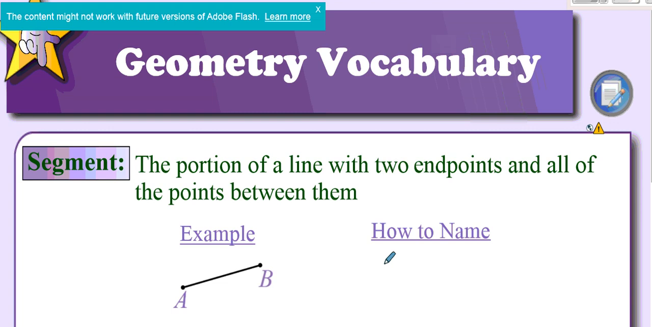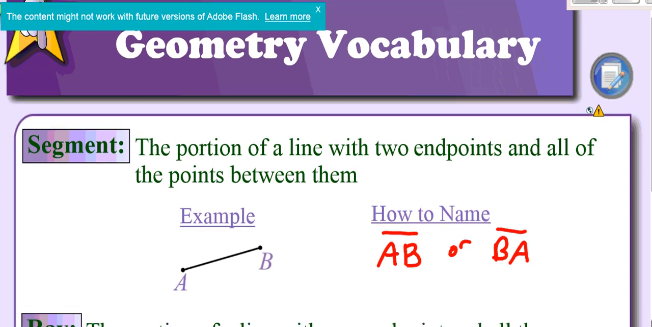So it's pretty similar when you name it. You could use A and B, but then this time you draw a line on top with no arrows. And then just like a line, it would be okay if you switch that order around too and you did BA instead. That's fine. But you know it's a segment because it does not have the arrows on it.